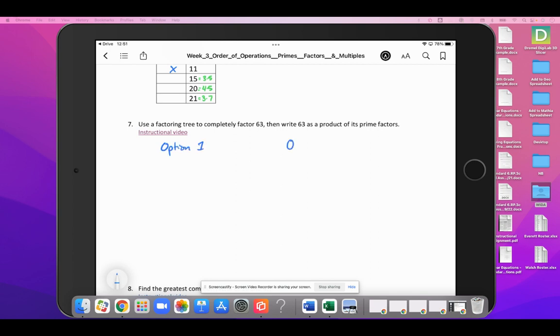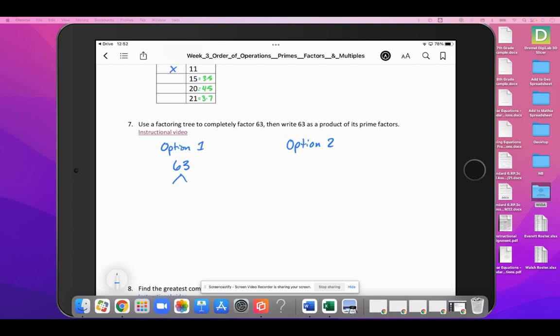I'll separate them out here. There may be more than one option, or more than 2 options, but I don't think that there is. So we are asked to completely factor 63. And so when we say completely factor 63, we mean divide 63 as many times as we can until we get down to only having prime numbers at the bottom of our little tree here.